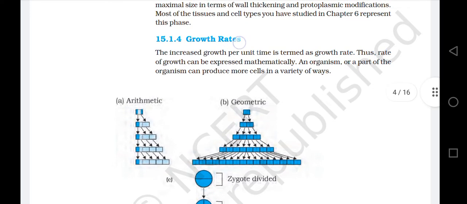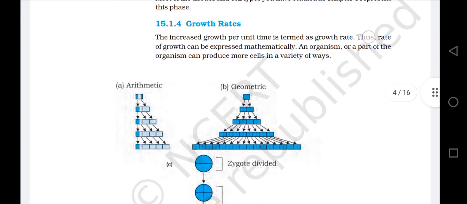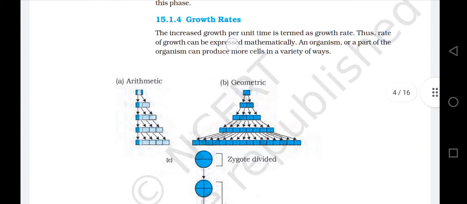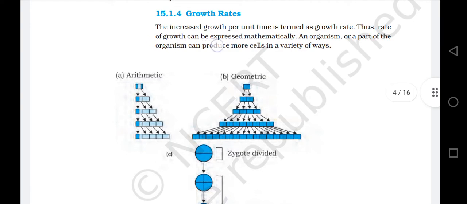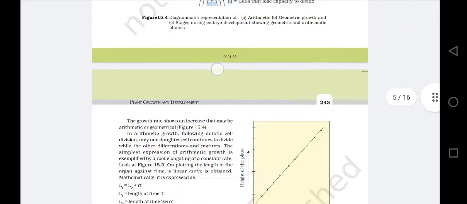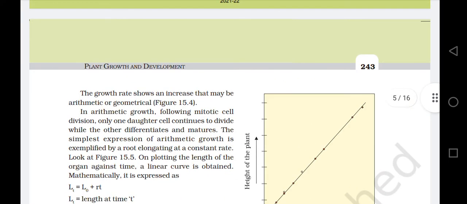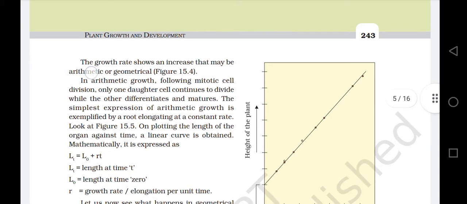15.1.4 Growth rates. The increased growth per unit time is termed as growth rate. Thus, the rate of growth can be expressed mathematically. An organism or a part of an organism can produce more cells in a variety of ways. The growth rate shows an increase that may be arithmetic or geometrical.